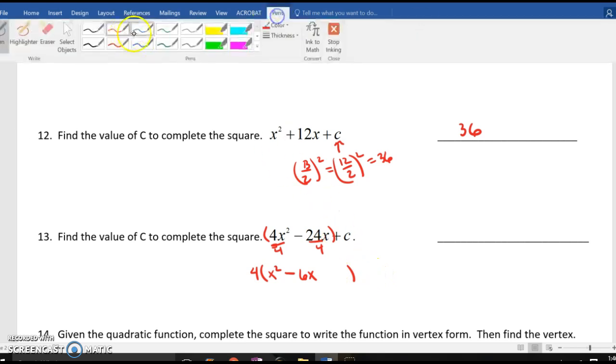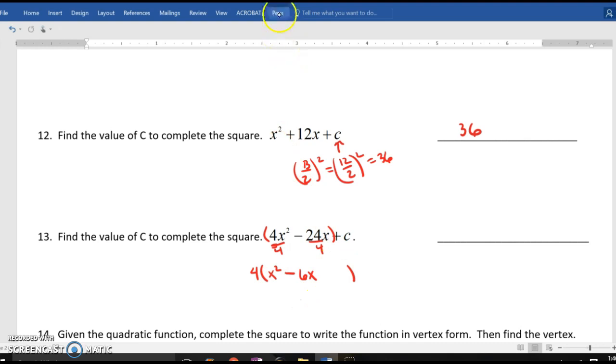Now, I have to add something in here. What do I have to add in for that to be a perfect square? Well, half of negative 6 is negative 3, and negative 3 squared is 9. That's what I would have to add in there. But here's the thing you have to understand: I made 4 squares and I needed 9 boxes for each square. So 4 times 9 is 36. So that would have to be 36 in order for it to be a perfect square.